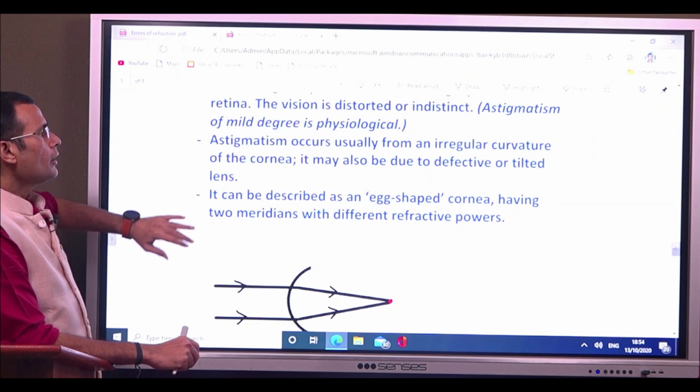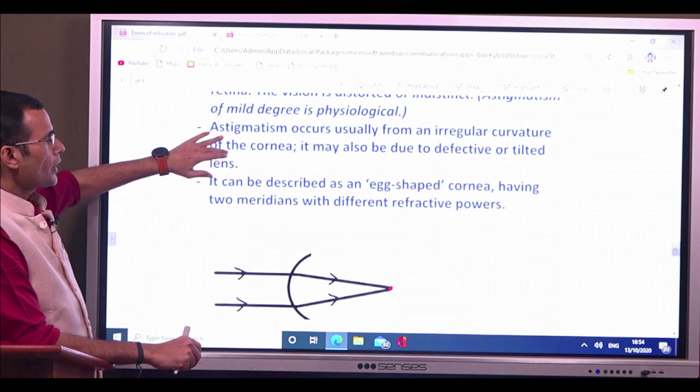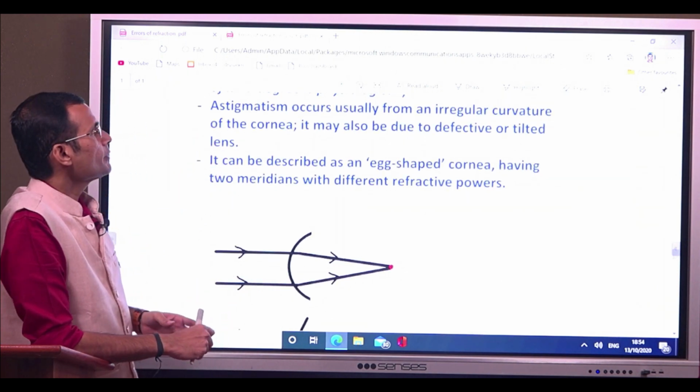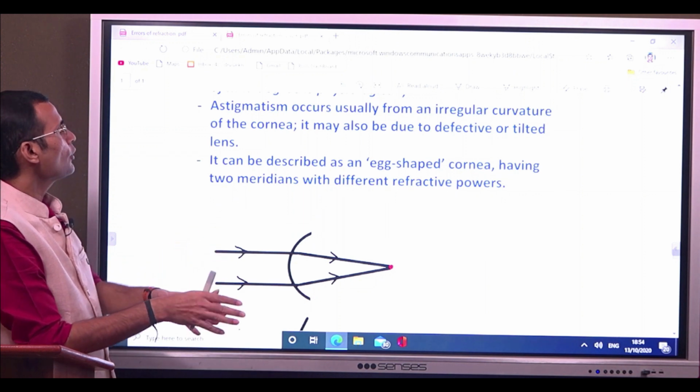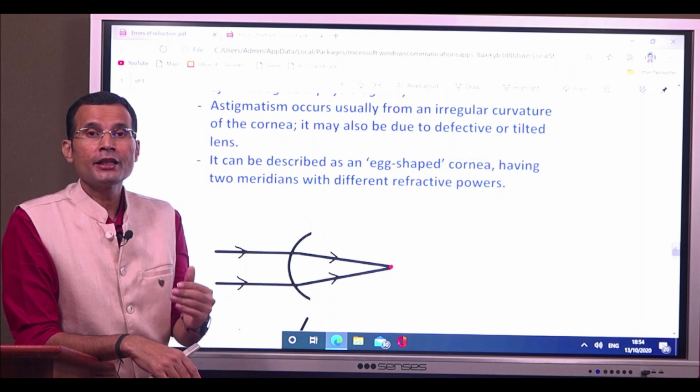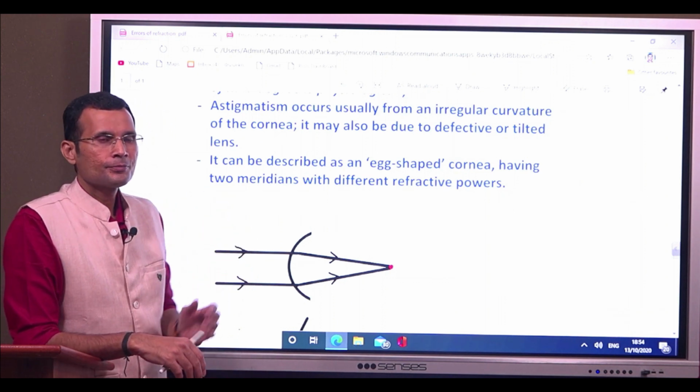So, cornea or lens, either of them can be defective in this particular condition. Astigmatism occurs usually from irregular curvature of the cornea. It may also be due to defective or tilted lens.